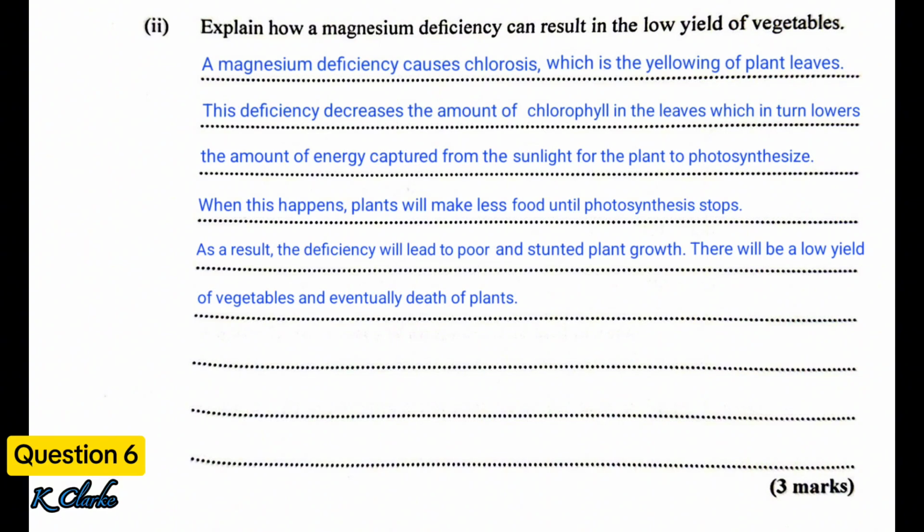When this happens, plants will make less food until photosynthesis stops. As a result, the deficiency will lead to poor and stunted plant growth. There will be a low yield of vegetables and eventually death of plants.